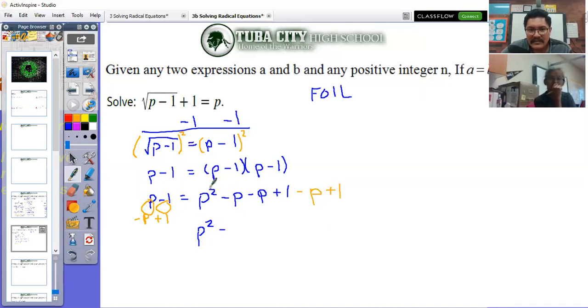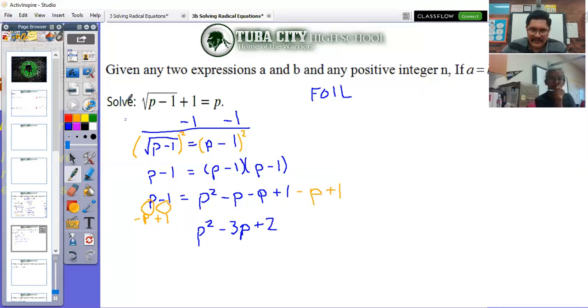So highest power is P squared. I have no other P squares, so it stays there. And going down, P to the 1 power, so that's these three here, -P, -P, -P. If I combine all of them together, I get -3P. And regular numbers now, so 1 plus 1 is 2.